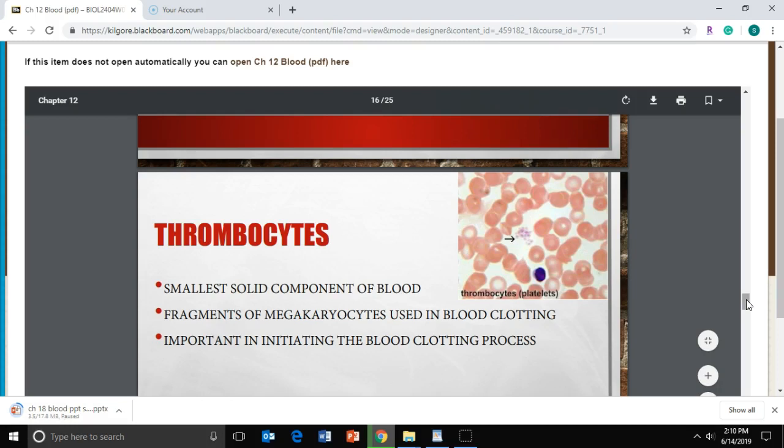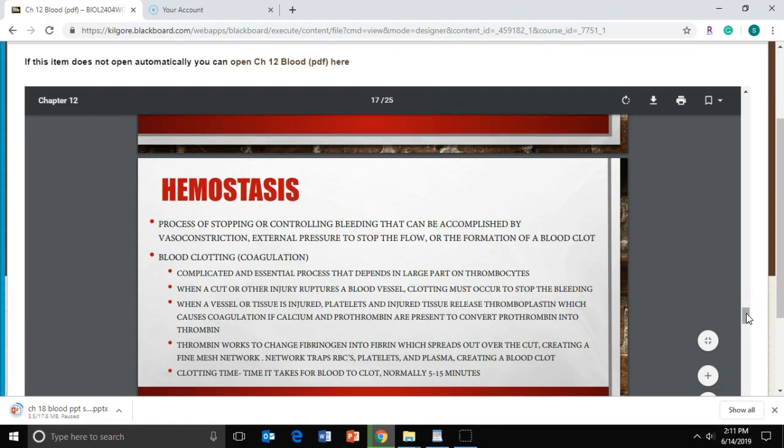Thrombocytes are fragments of larger cells called megakaryocytes, and they're going to be used to help in the process of blood clotting. They're important for initiating this process of blood clotting by forming a plug where the blood vessel was damaged. Hemostasis is a process of controlling bleeding and then stopping that bleeding if a blood vessel is severed.